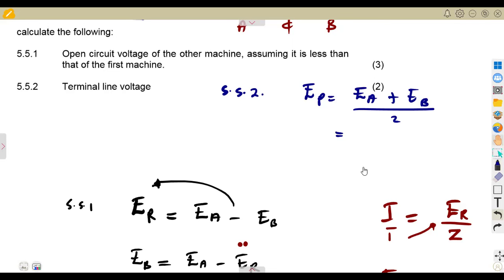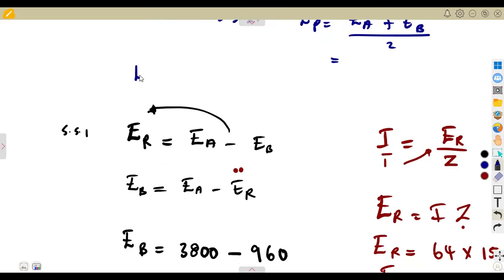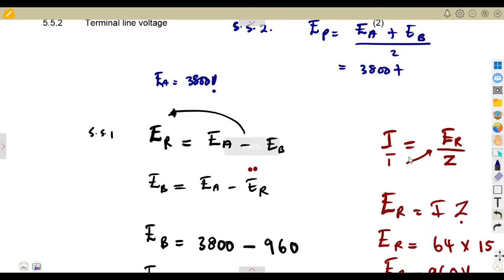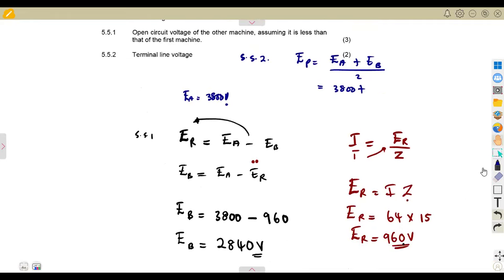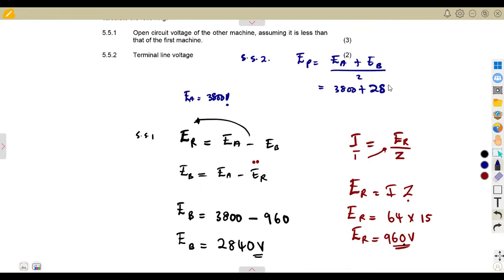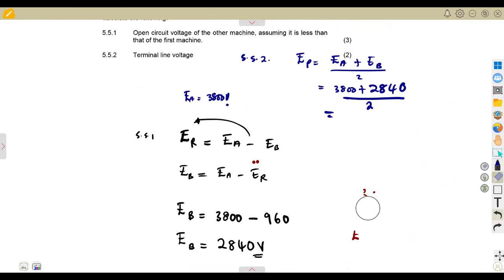EA, remember, that is the first one. Well, remember, I erased this. So our EA was given as 3,800, the first one that you're given there. So that's 3,800 plus EB, the one that we just calculated now. So EB was 2,804, divided by 2. So this is going to give us a direct answer for our phase, which is EP, 3,320 volts.